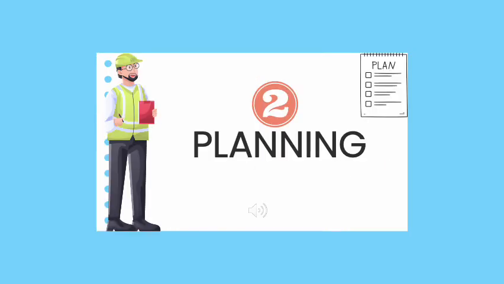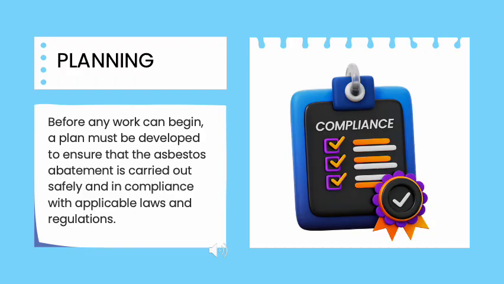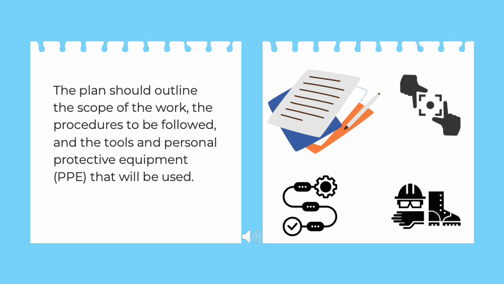Planning. Before any work can begin, a plan must be developed to ensure that the asbestos abatement is carried out safely and in compliance with applicable laws and regulations. Failure to do so can result in penalties and fines. The plan should outline the scope of the work, the procedures to be followed, and the tools and personal protective equipment, PPE, that will be used.